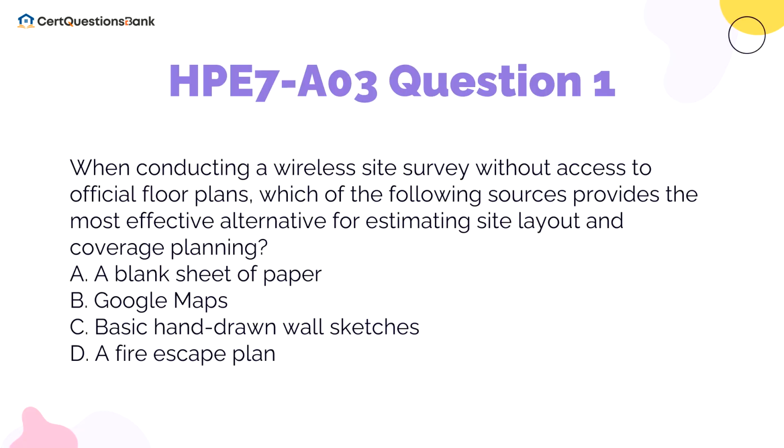When conducting a wireless site survey without access to official floor plans, which of the following sources provides the most effective alternative for estimating site layout and coverage planning? A. A blank sheet of paper. B. Google Maps. C. Basic hand-drawn wall sketches. D. A fire escape plan.